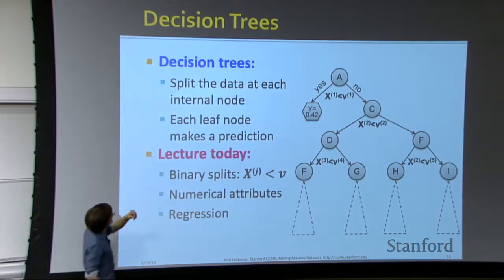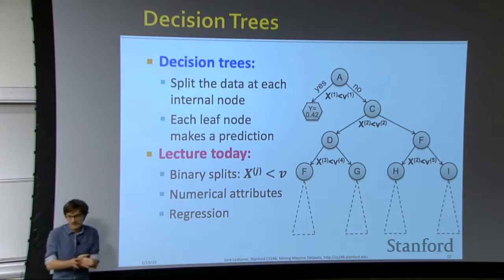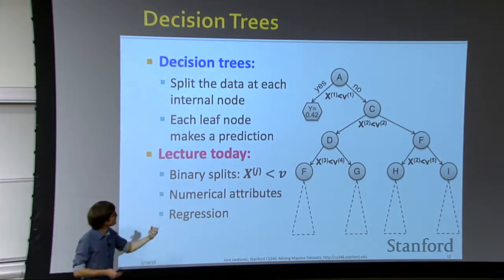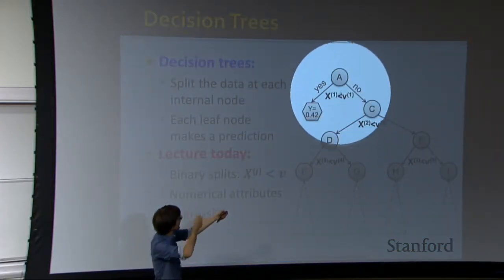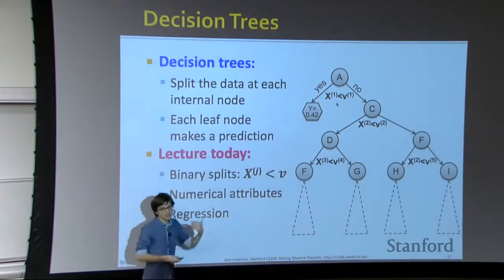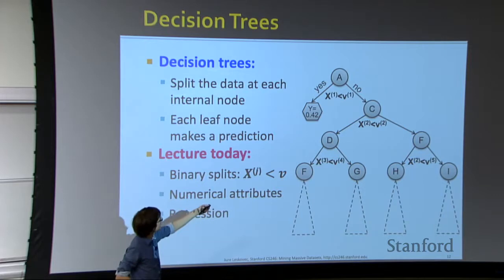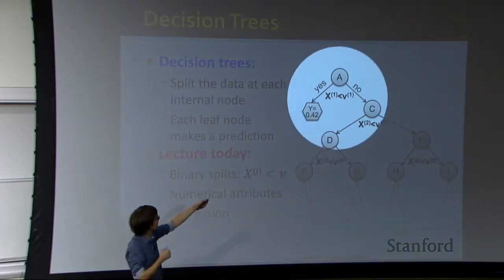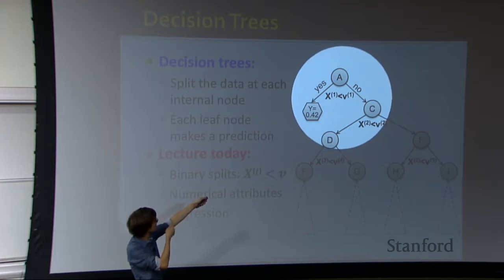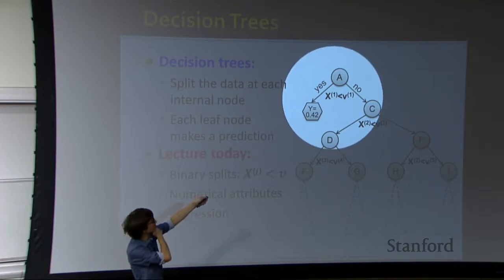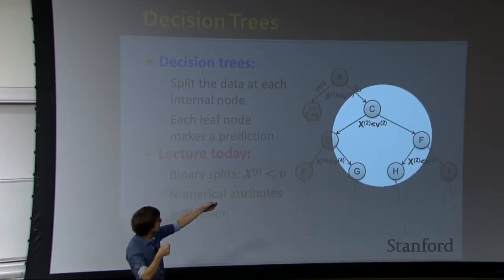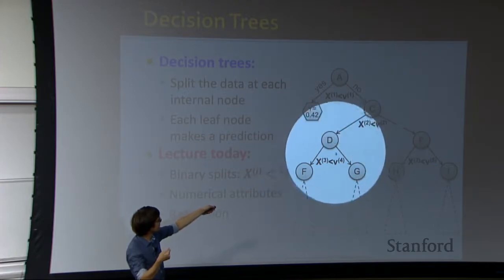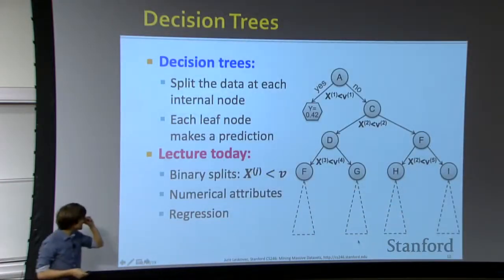So we have this notion that each node splits the data in two directions. Whether the condition at the node is satisfied or not, the data gets split to the left and to the right. And then every leaf node makes a prediction. So for example, if I take a data point, I drop it at node A, and then I evaluate the first condition, whether the first feature of that data point is less than V1. If the answer is yes, then my prediction is 42. If the answer is no, I keep evaluating that data point, and I look at the second feature, see whether that feature is less than V2. If it is, I go here, and so on and so forth. So this is a decision tree.